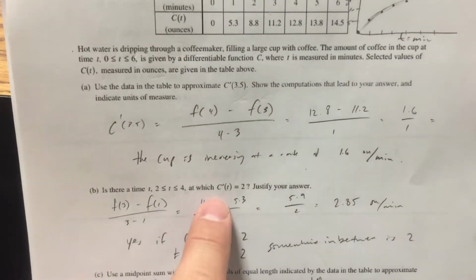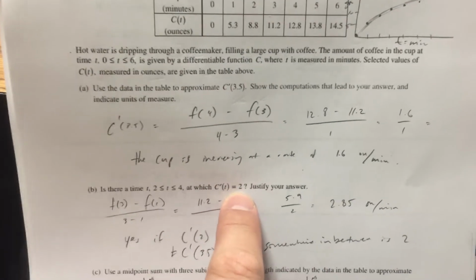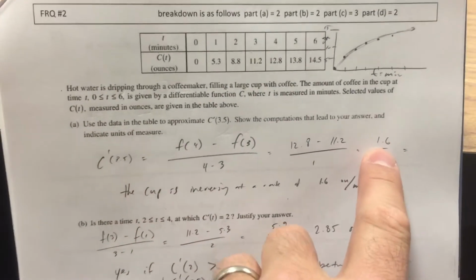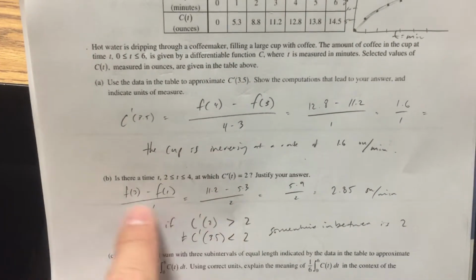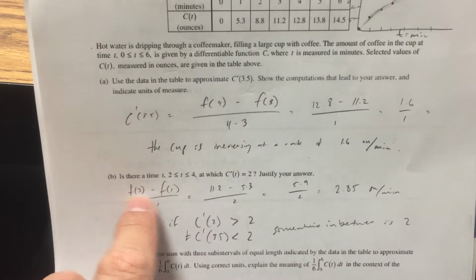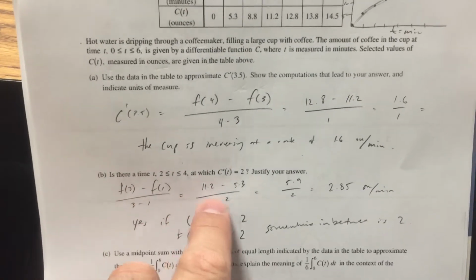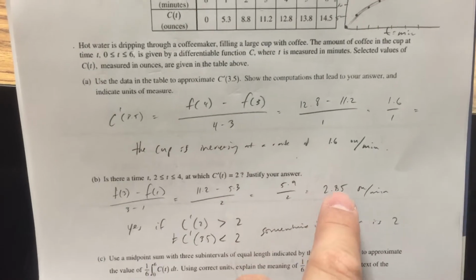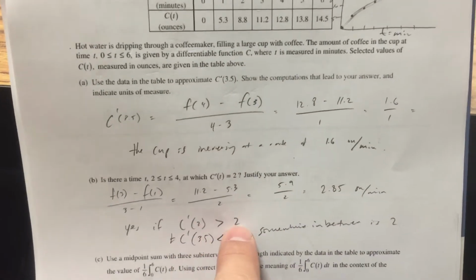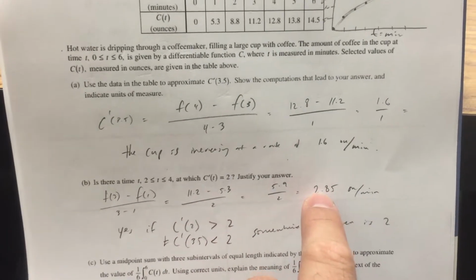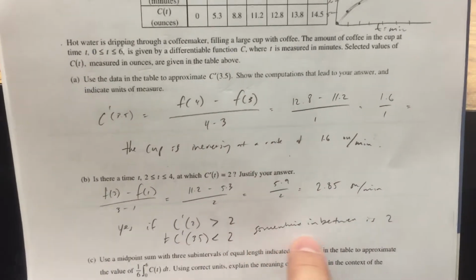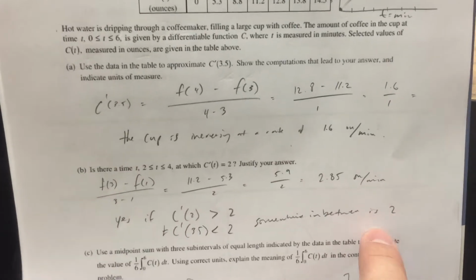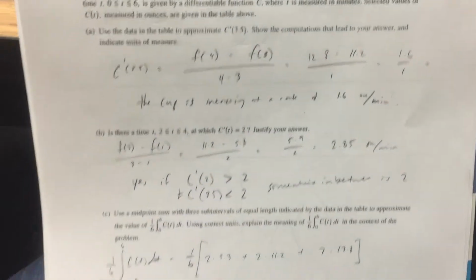Now part 2, it asks whether the slope is ever 2. Well, we know it's 1.6 here at 3.5, so that means it's less than 2. And then I know if I put in 2 right there, I use f of 3 and f of 1 to find f of 2, and I got 2.8. So at 2 it's greater than 2, at 2.8, and then it goes to 1.6, so somewhere in between it has to be 2 because of the Mean Value Theorem.